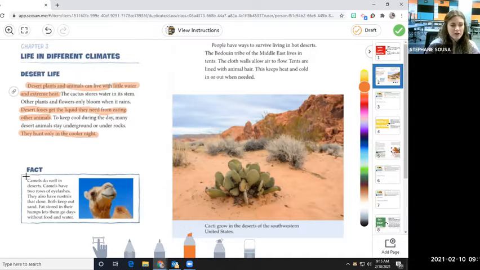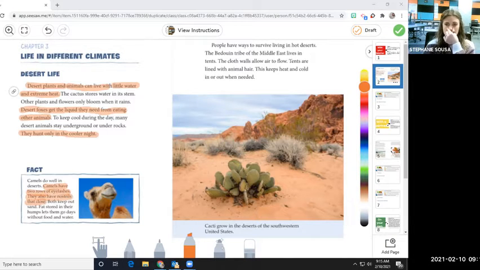Let's take a look down here at this fact box. It says camels do well in deserts. Camels have 2 rows of eyelashes. They also have nostrils that close. Both keep out sand. Ooh, that's about our land quality, right? So camels have 2 rows of eyelashes that keep out the sand from their eyes, and they have nostrils that can close to keep the sand out of their nose.